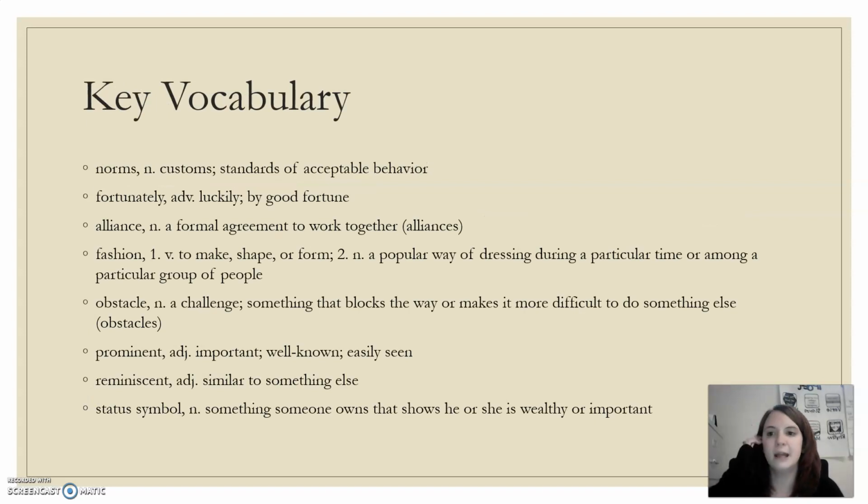Some key vocabulary today is norms, or customs: standards of acceptable behavior. Fortunately is luckily, by good fortune. Alliance is a formal agreement to work together. To fashion is to make, shape, or form, and a fashion is also a popular way of dressing during a particular time or among a particular group of people. Obstacle is a challenge, something that blocks the way or makes it more difficult to do something else. Prominent is important, well-known, and easily seen. Reminiscent is similar to something else, and a status symbol is something someone owns that shows he or she is wealthy or important.